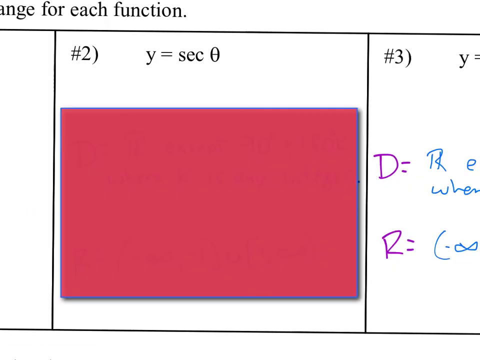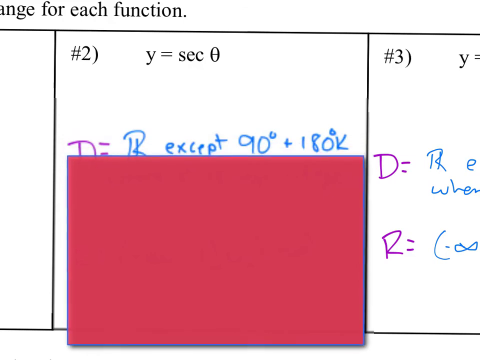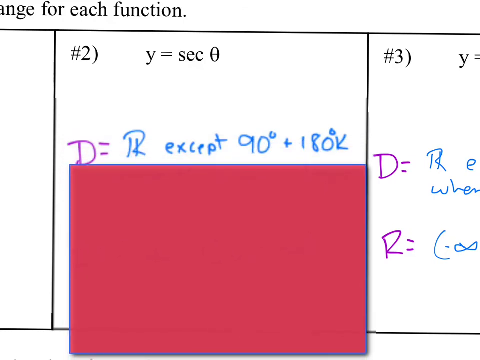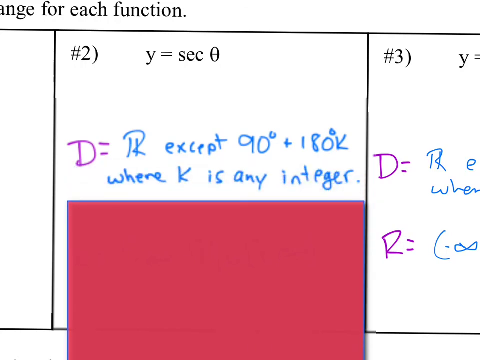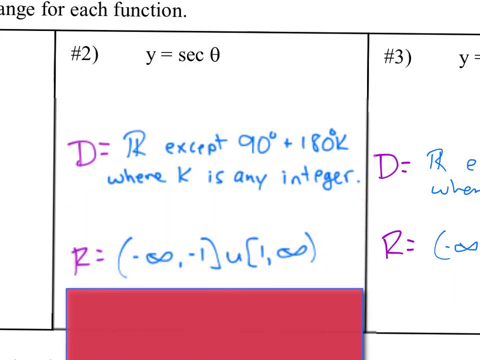Secant, its domain. Well, it's all real numbers except for the vertical asymptotes. And where do they hit? They hit starting at 90 degrees, and they're equally spaced every 180 degrees after that. So it's 90 plus 180k, where k is any integer. The range for secant includes everything except for the numbers between negative 1 and 1. So it goes from negative infinity to negative 1, and then it picks up again at 1 and goes to infinity.